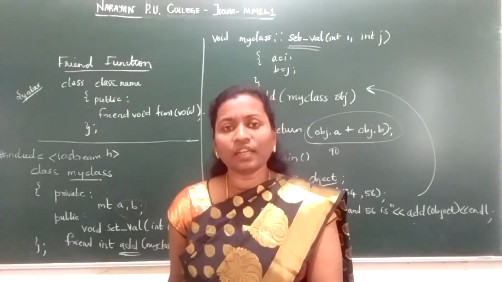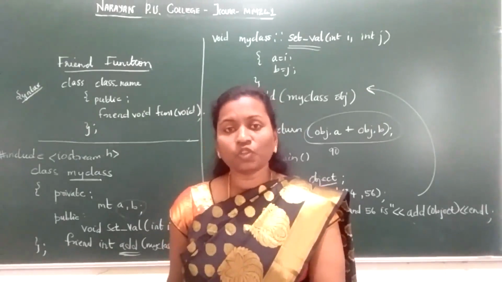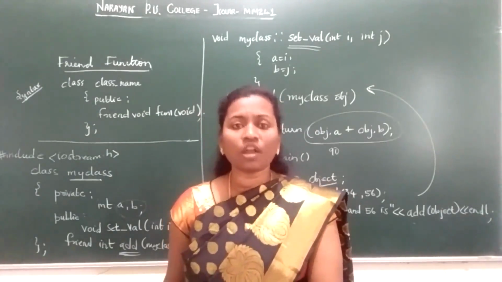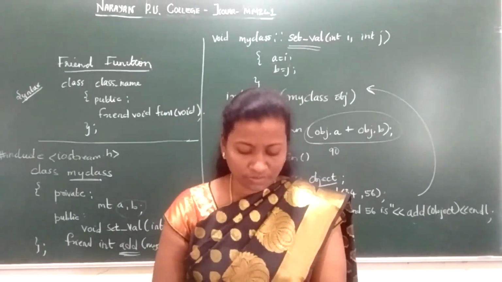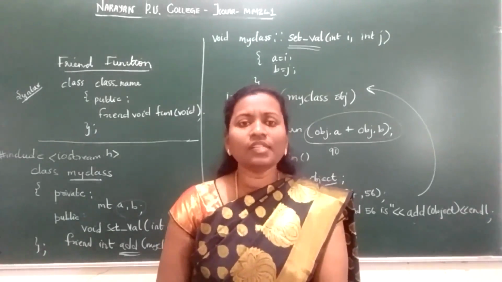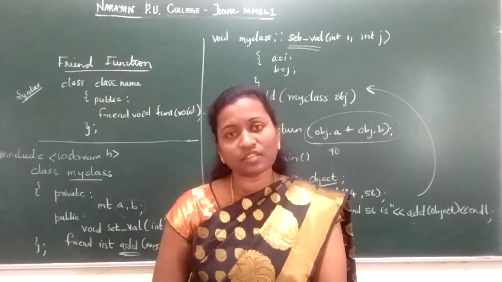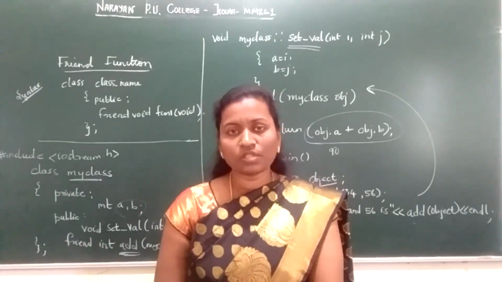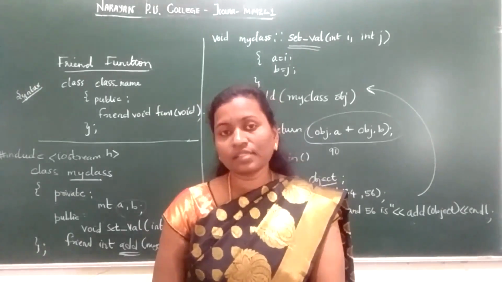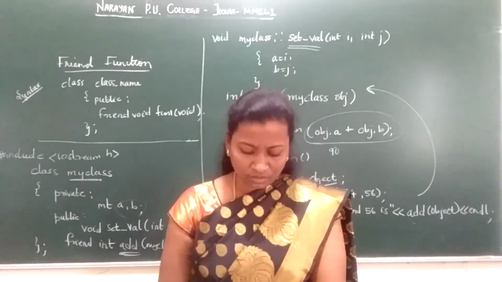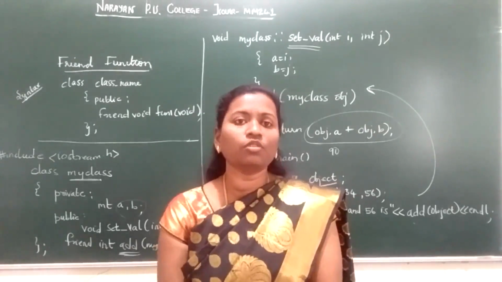Moreover, when we are giving the definition for a friend function, we should not use the scope resolution operator. We should not use the class name. It is defined like a normal function. But what is the special feature of a friend function? Even the private data members can be accessed by using the friend function. Outside the class, we are not supposed to access the private data members, but by using a friend function we can access them.